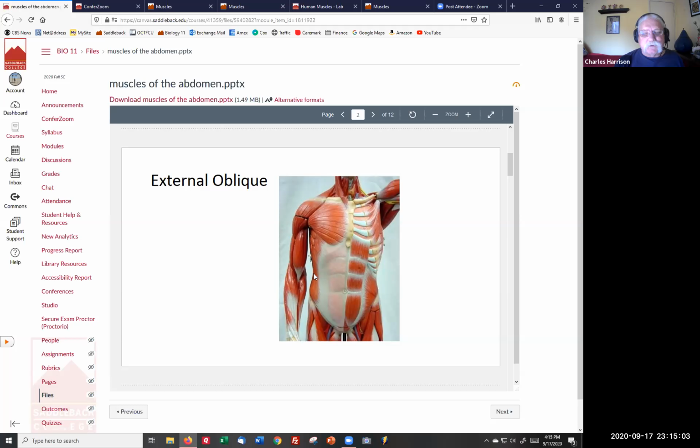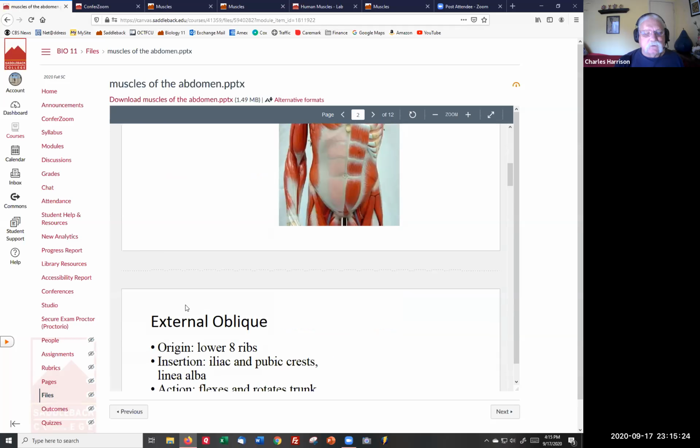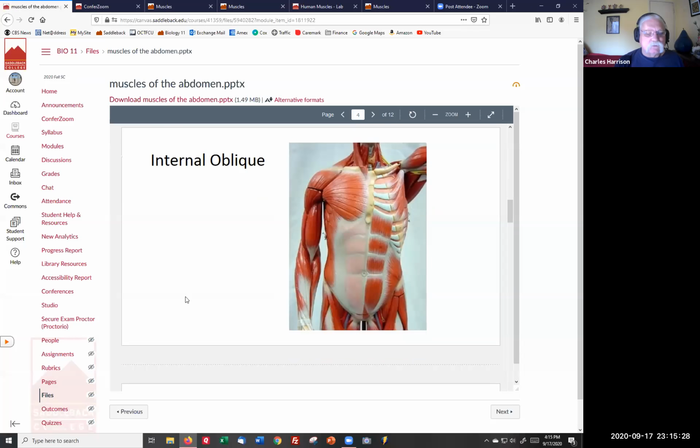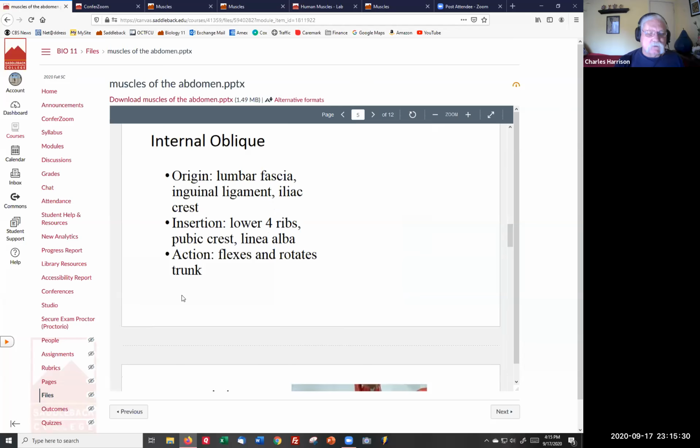The external oblique is here. My figure, if you punch it, is frankly better than this. Okay. The oblique muscles compress the abdominal contents and allow you to twist your waist. We'll come back to that later. Okay. Internal oblique, we haven't done yet. We haven't done any of these yet.